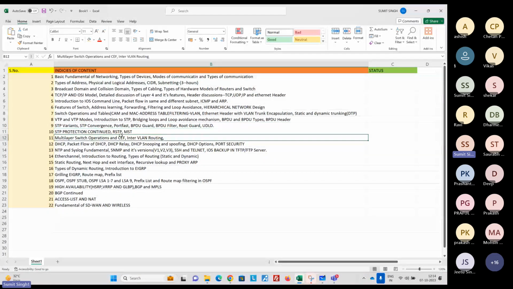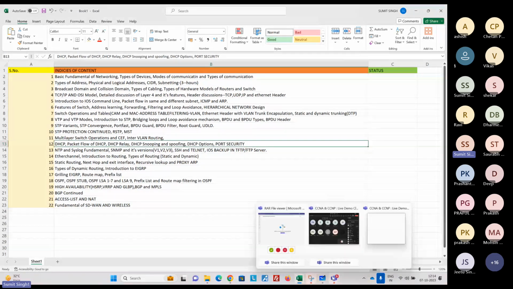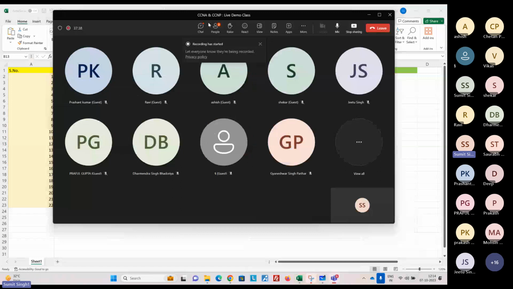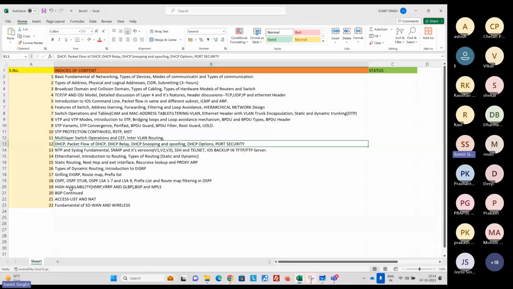Multilayer switching, layer 3 switch also I'll cover. SVI, inter-VLAN routing, DHCP packet flow will be there. Port security also we'll cover. NTP, SNMP, IOS backups. Then EtherChannel, static routing, EIGRP, OSPF, BGP, HA, high availability, HSRP, VRRP, GLBP, and last but not the least, we'll cover SD-WAN and wireless fundamentals only.